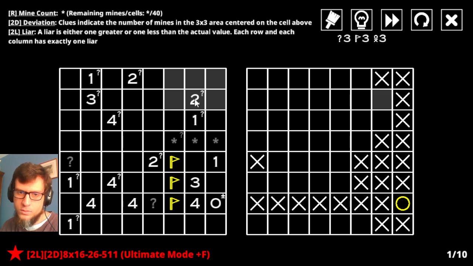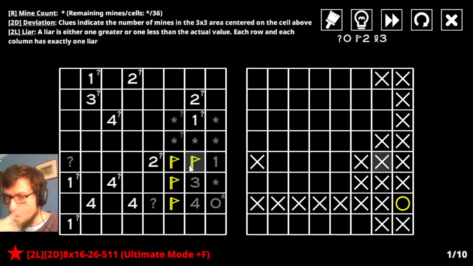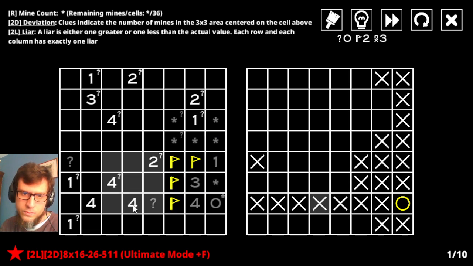Okay, so if this 2 is lying, then it only needs 1, and it will cover this 1. If the 1 is lying, it needs 2, and those 2 will be covered by this. So no matter what, those are both gone, which means this is here, which means that. Alright, cool. Now, what do you have to say for yourself? No? Okay.